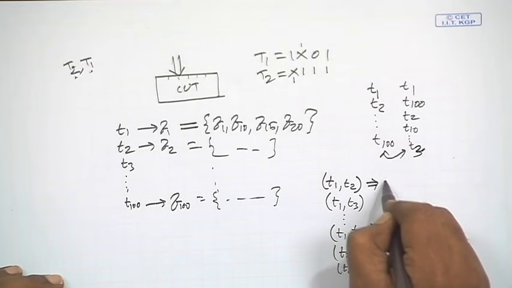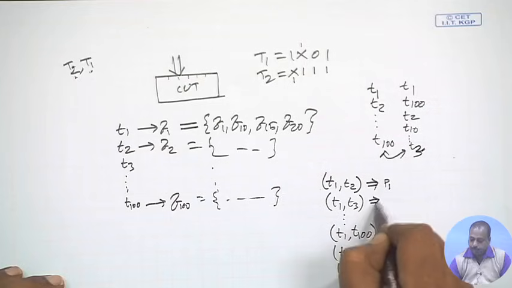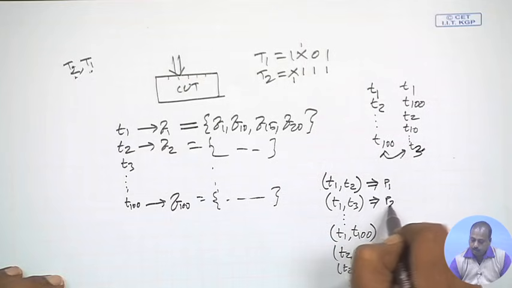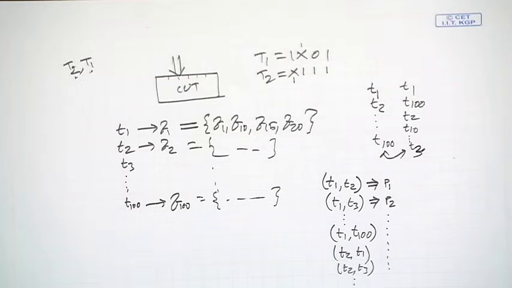Suppose T1 followed by T2 consumes power P1. So in terms of gate transitions, maybe P1 number of gates do transition. Then this may be P2. So like that, for each test pattern pair, I have got the number of transitions occurring in the circuit, and the number of transitions is an indicator of the dynamic power consumption of the circuit if the patterns are applied in that sequence.